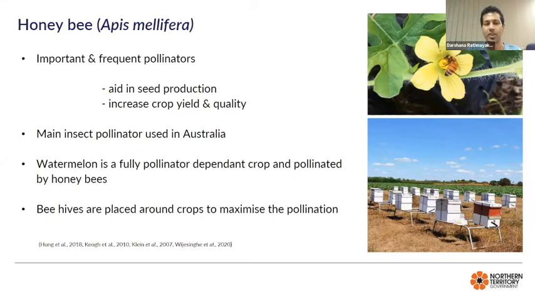Watermelon is one of the main crops that use managed pollination to increase the yield and production in Australia. Watermelon is a fully pollinator dependent crop. Because of that, farmers place beehives around the farm to get the maximum production out of the watermelon. It is recommended to keep at least 3 to 4 honeybee hives per hectare to get the maximum production from watermelon.